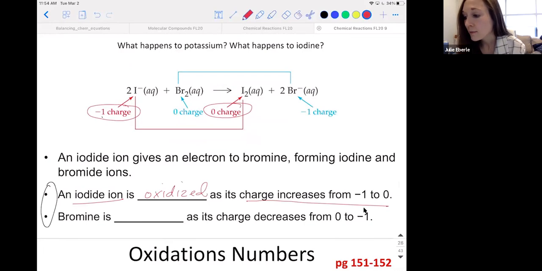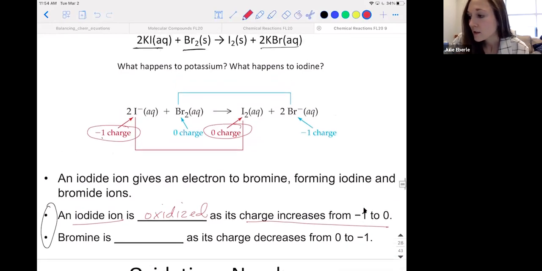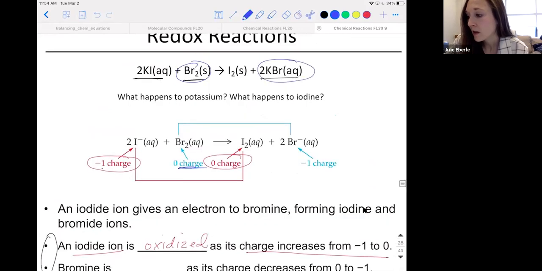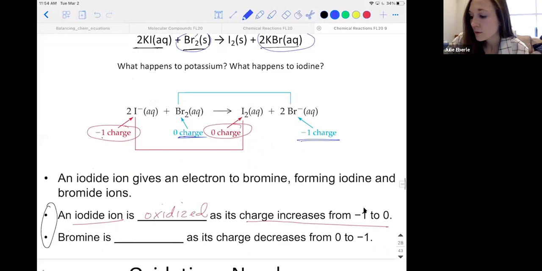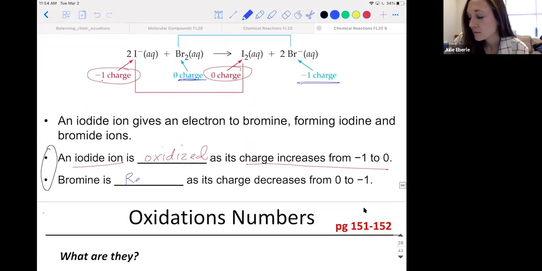So bromine, on the other hand, starts out as 0 because it's by itself, so 0 charge on the reactant side. But in the compound KBr, it's the anion. It's a -1. So it goes from 0 to -1. So we say it was reduced. So we walked through that a lot quicker than the previous slide, but still the same steps here. We're still looking for things that are by themselves, and then we're looking at what kind of charge things carry in a compound.